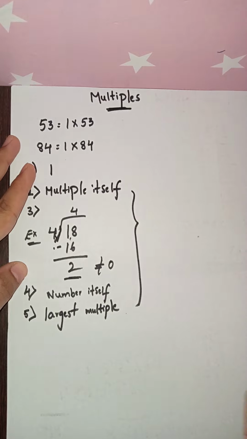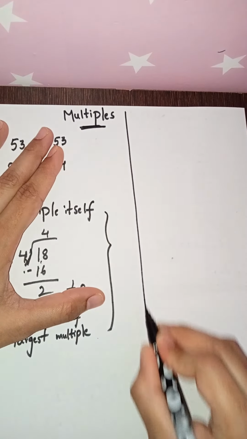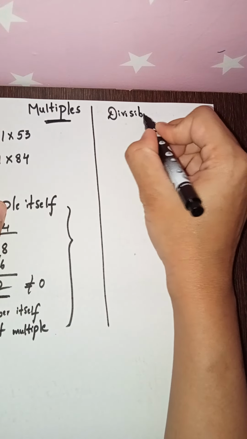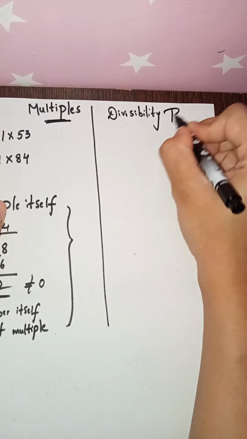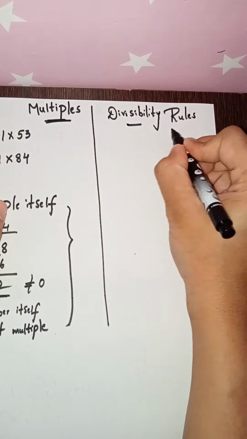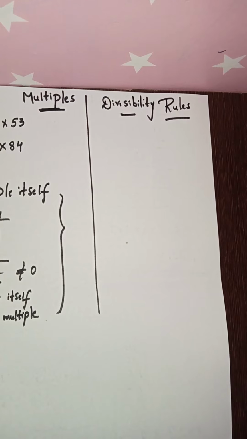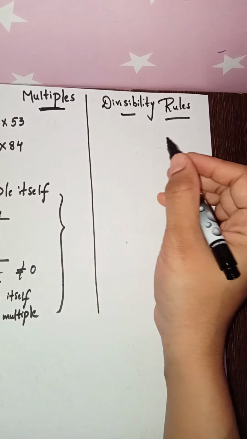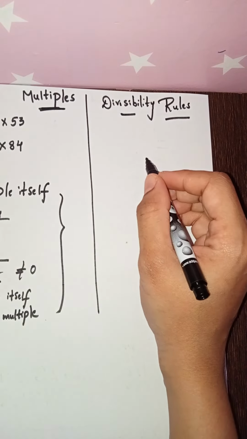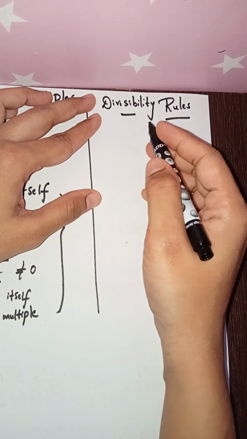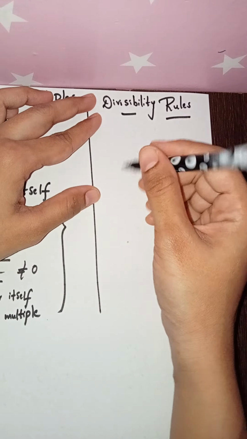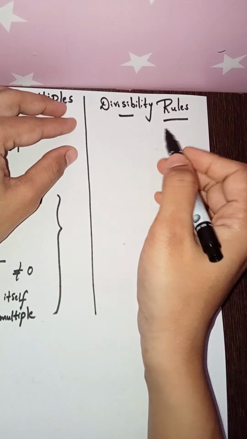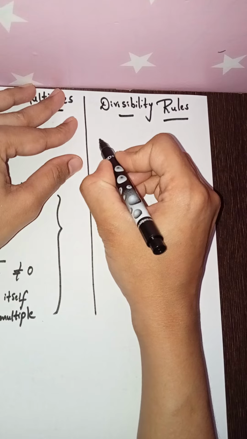Let's see what are divisibility rules. One number is divisible by another if it can be divided with no remainder. Here are some common rules which help us find whether a given number is divisible by another number or not without actually dividing it. We'll see first divisibility by 2.